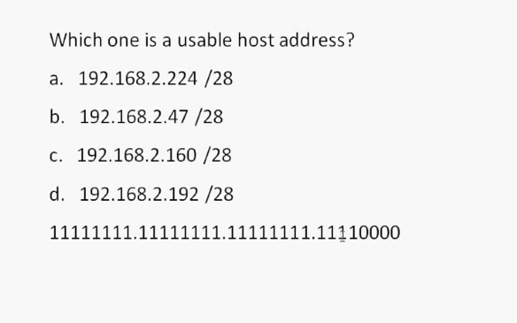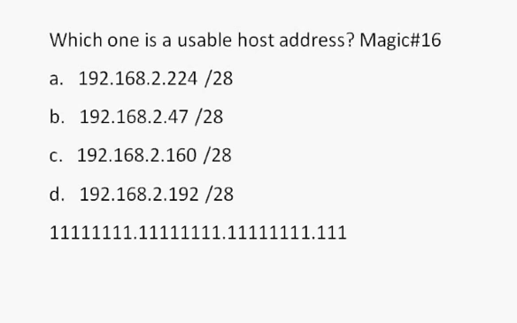The magic number is right here. What's the place value? This is the 128's place value, the 64, the 32, and the 16. So we know right off the bat that the magic number is 16. So now we can figure out what our networks are.